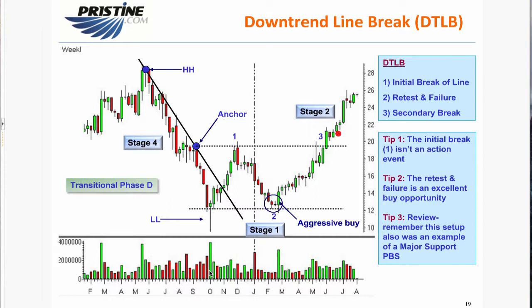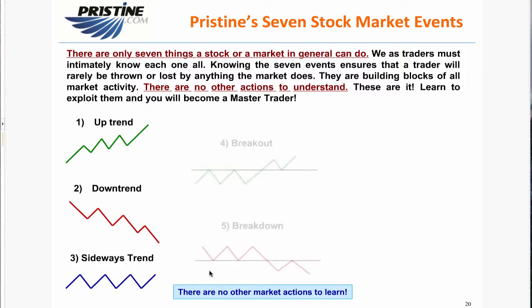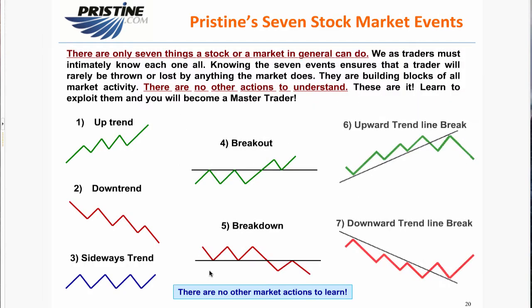Okay. So here are the 7 events, not even just stock market events, but anything you're trading. These are the 7 events that you need to be aware of. Either it's in an uptrend, a downtrend, or a sideways trend, right? Or it's in one of the 4 transitions. It's breaking out into a new uptrend, breaking down into a downtrend, or transitioning from an uptrend to sideways or down to sideways.